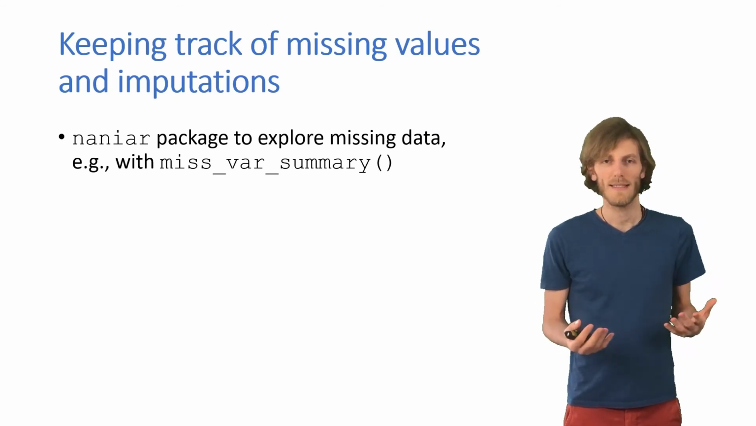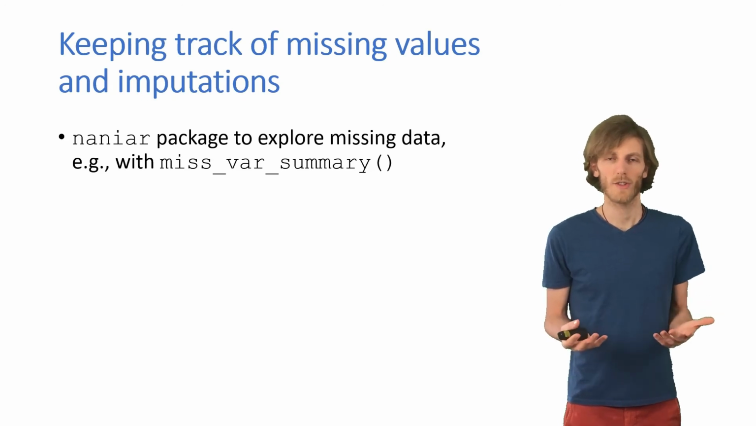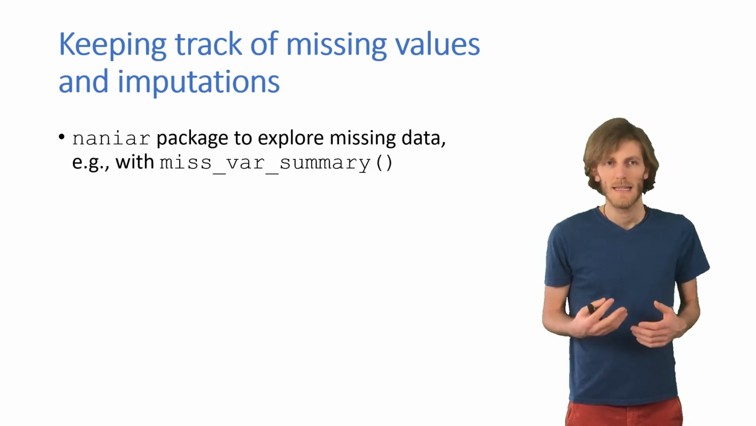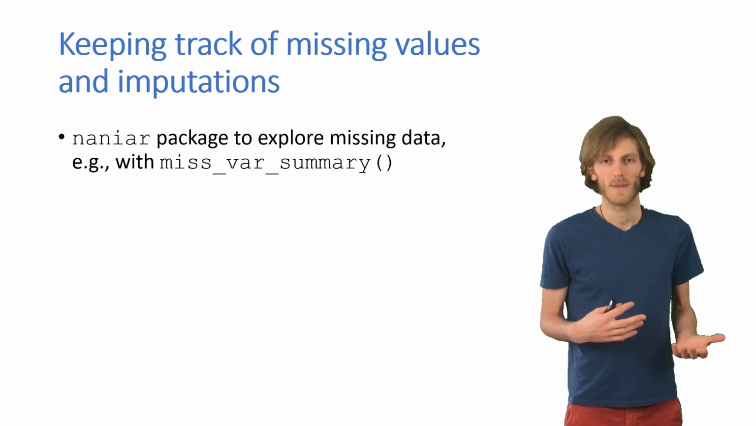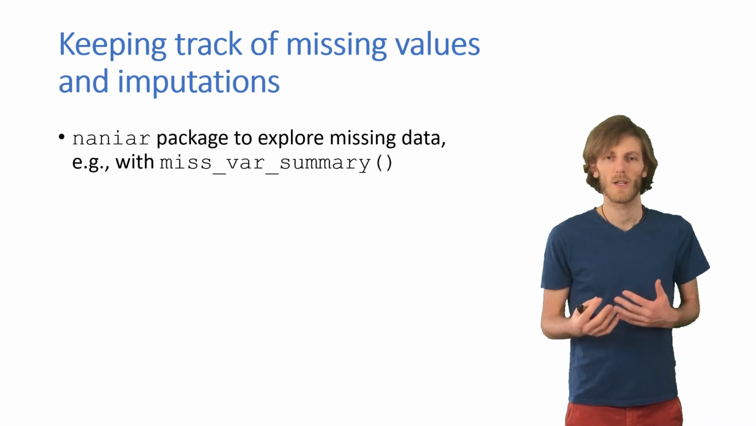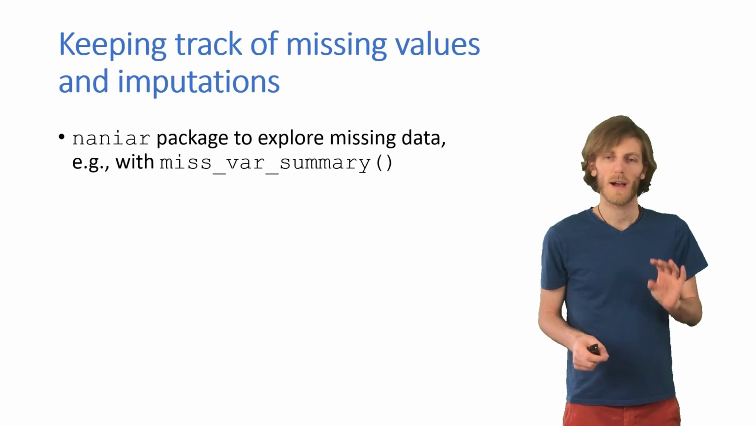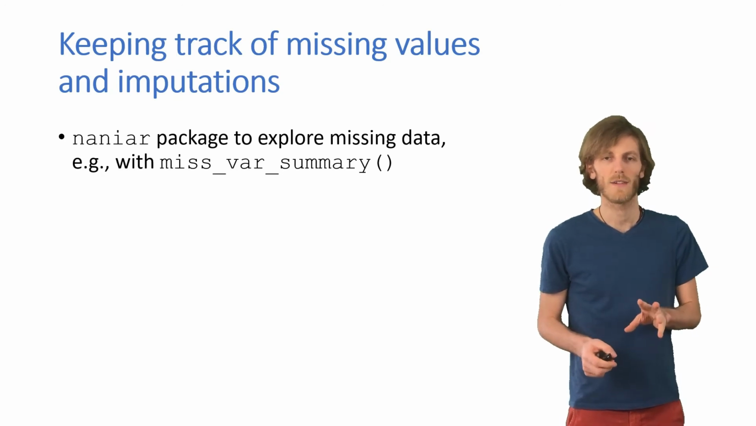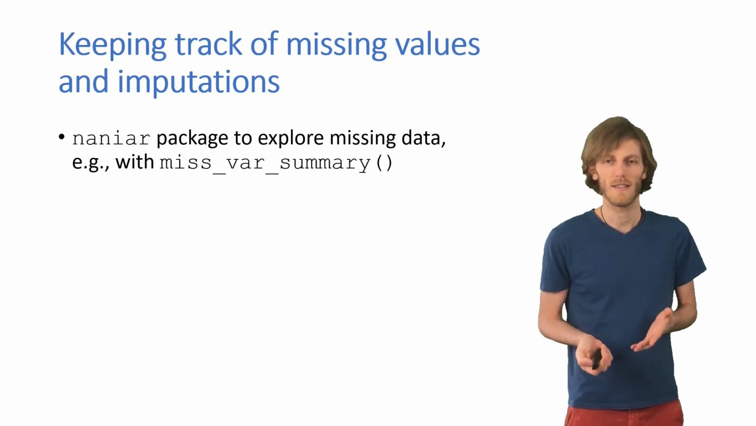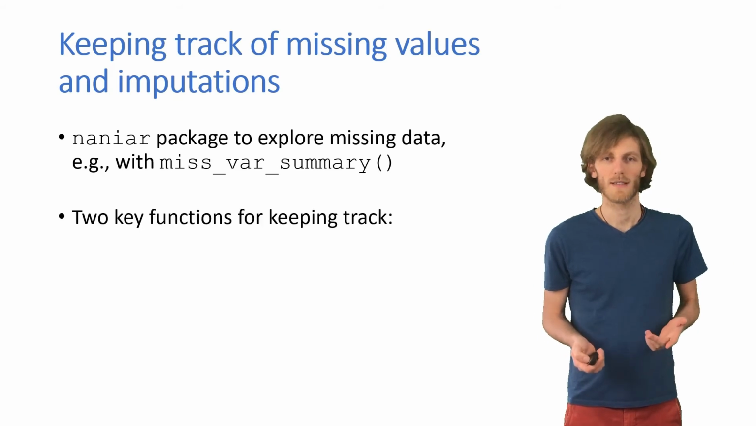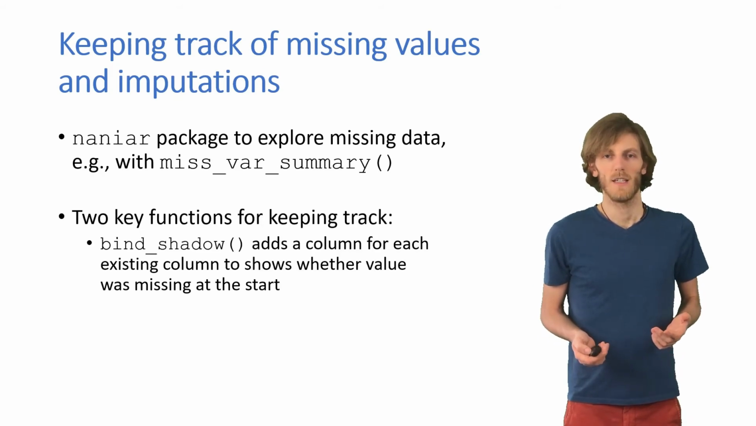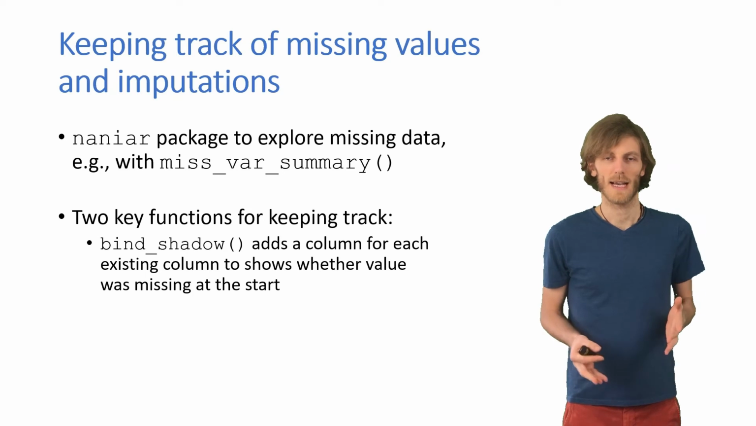And just as an aside, the naniar package is very helpful in exploring missingness overall. So when you get a new dataset, a good thing to do would be to run the summary functions from the naniar package to learn more about missingness. So miss_var_summary, for example, tells you for each of your variables how much missing data you have. But for our purpose just now, to keep track of which data was missing before imputation, we need two other functions. The first one is bind_shadow.